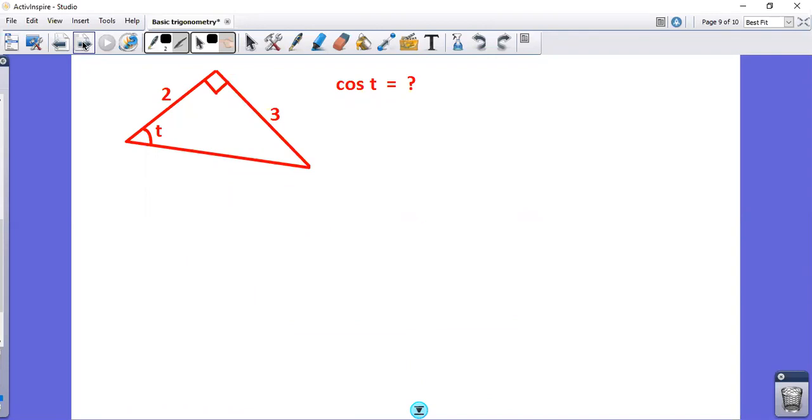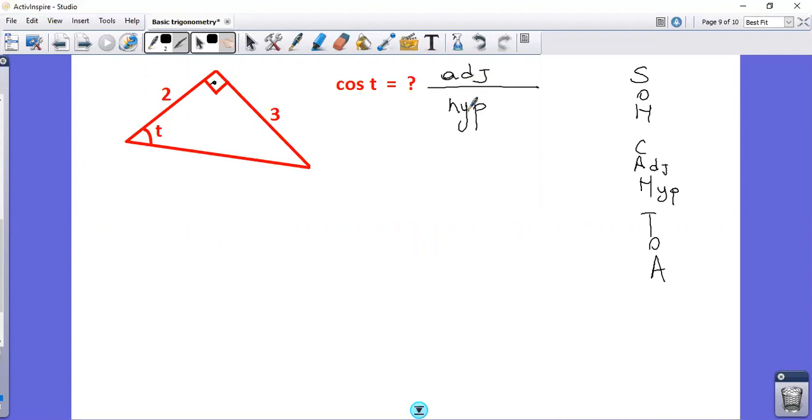Next one. We have a right triangle, as you see, and cosine of T is the question. What is cosine? So let's remember SOHCAHTOA. The cosine is adjacent over hypotenuse. So the cosine is the side adjacent to the angle T over the hypotenuse. The hypotenuse is always the side opposite to 90 degrees. All right, so we are dealing with the angle T, so this is opposite, right? This is opposite.